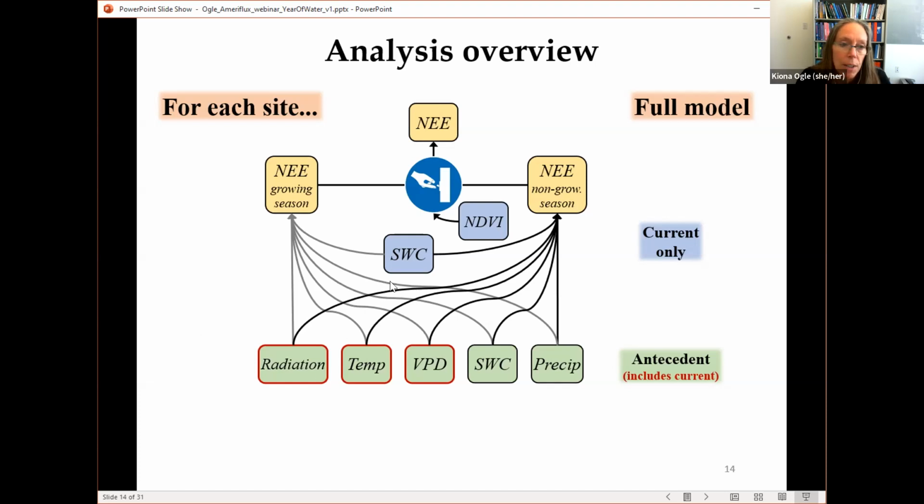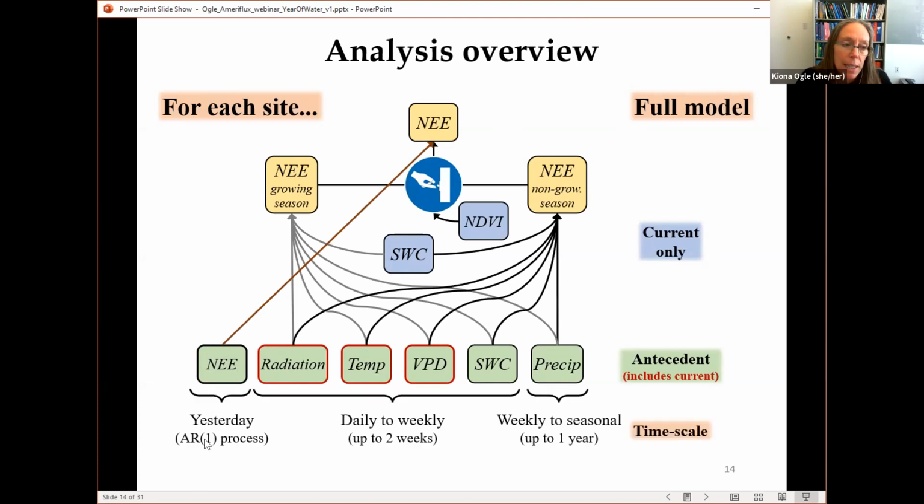There are functions of concurrent soil water at the time of that measurement, but also antecedent conditions with respect to radiation, temperature, vapor pressure deficit, soil water content, and precipitation that was recorded at each of those sites. And we also incorporate an autoregressive effect for NEE. So this represents the NEE that was measured yesterday to account for some of an endogenous effect within the system.